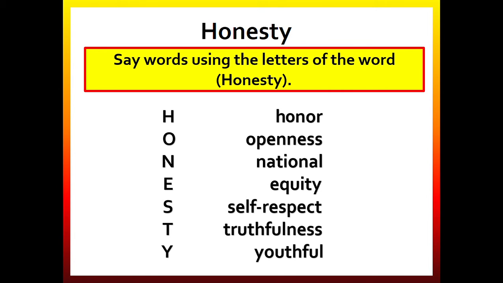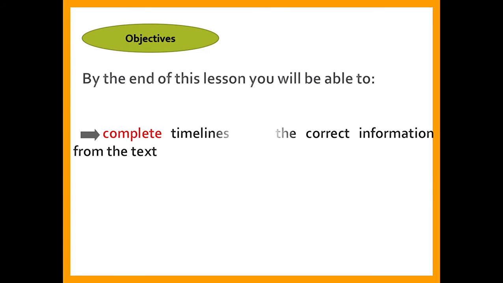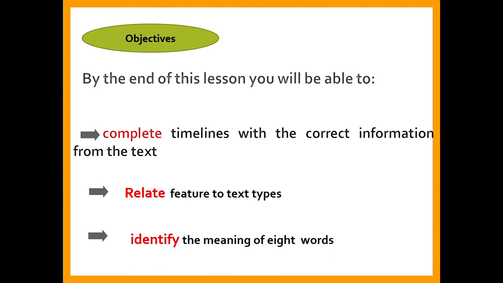Then Y, youthful. Now, as usual, we will start our lesson with our objectives. We have 3 objectives for our lesson today. The first objective is to complete a timeline with the correct information from the text. 2. Relate feature to text types. 3. Identify the meaning of each word.